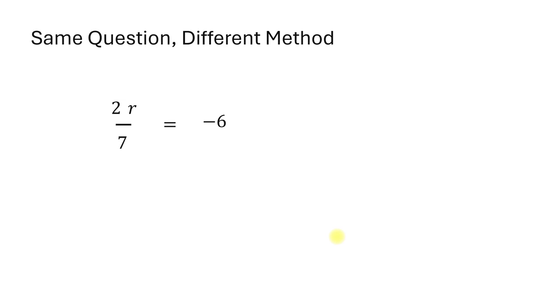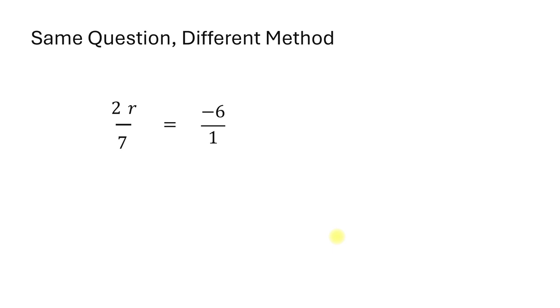Here we've got the same question, where we're going to go about solving it in a slightly different way. We're going to take that negative 6 and rewrite it as negative 6 over 1. It is the same value. Negative 6 is the same as negative 6 over 1. But by writing it this way, we can cross multiply, and it's a little bit easier to see the cross multiplication if we write this in this way.